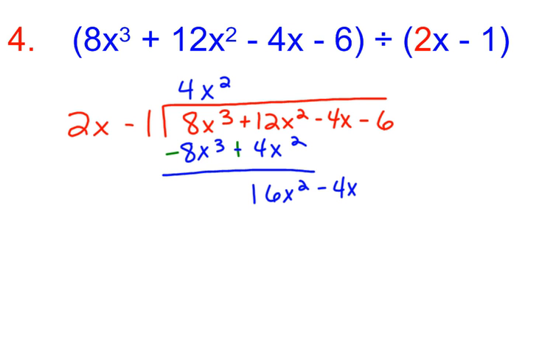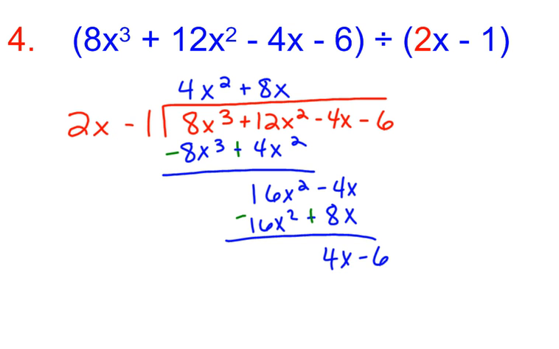So when I take 2x times what equals 16x squared, I would say that'd be a positive 8x. So again, I distribute. I'd have 16x squared minus 8x. Change those signs. So I have 4x and I bring down the 6. 2x times what would make 4x? Well, times 2. So this would be 4x minus 2. Change those signs, and I get a negative 4 as my remainder.